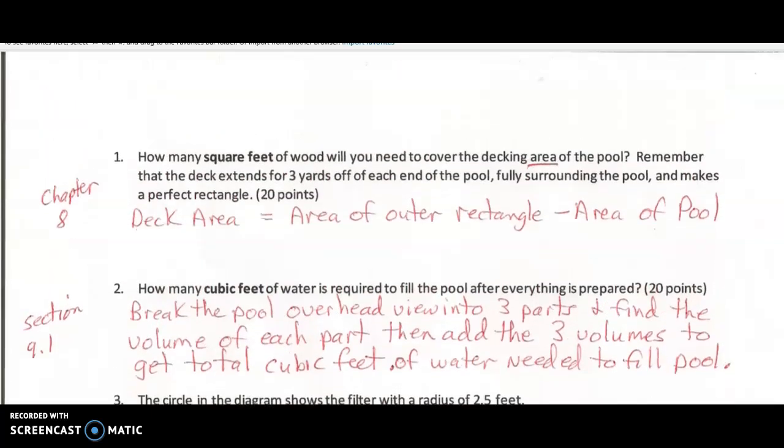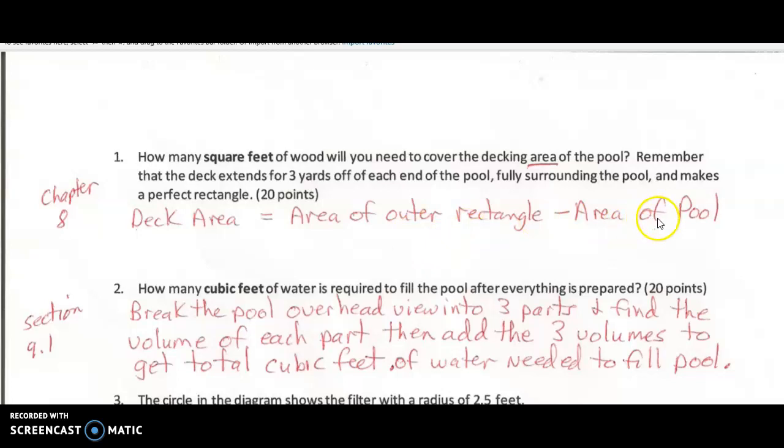What we're going to do is go through each question, and I'm going to give you a hint of how to solve it. The first question is how many square feet of wood we need to cover the decking area of the pool. The decking area of the pool is the outer rectangle that we saw from the first drawing. Remember, it extends 3 yards or 9 feet off each end of the pool. So we found our dimensions for the outer rectangle, which is the deck.